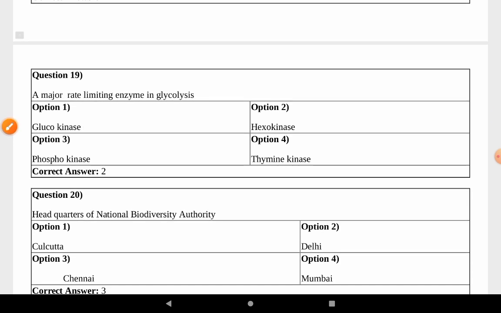Our next question is a major rate limiting enzyme in glycolysis. Option 1 glucokinase, option 2 hexokinase, option 3 phosphokinase, option 4 thymine kinase. So the correct answer is option 2 hexokinase.